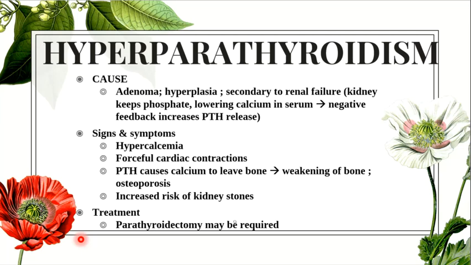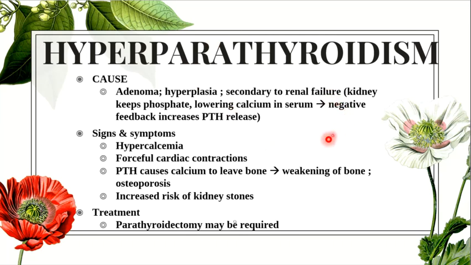It can be secondary to renal failure. So kidney keeps the phosphate and it lowers the calcium in the serum. Because of that, the negative feedback increases the PTH release. So what happens in a renal failure, in a kidney failure, is the kidney will keep on keeping the phosphate, and the calcium will keep on getting excreted. Because the calcium will keep on getting excreted, the calcium levels will be very less. Because the calcium levels will be very less, the parathyroid hormone will keep on getting feedback. Because of the feedback, the PTH will keep on getting released. So that can lead to a condition called hyperparathyroidism.